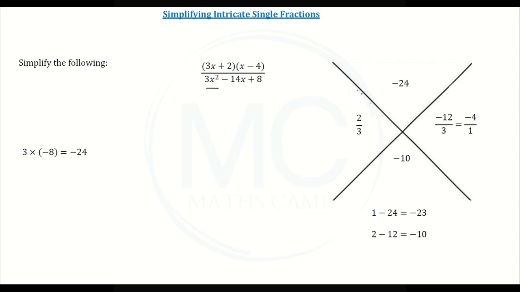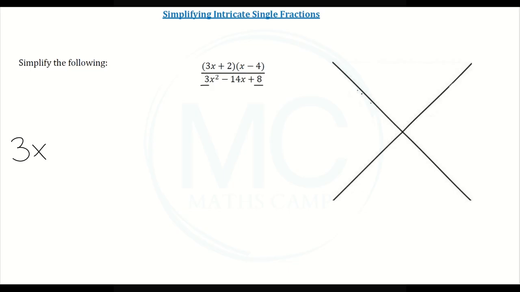Now let's factorize this quadratic down here. Let's tidy up our x a little bit. The coefficient of the x squared term is 3 and the constant is 8. So we say 3 multiplied by 8, and this time we get positive 24. So over here, I can say 24 up here.